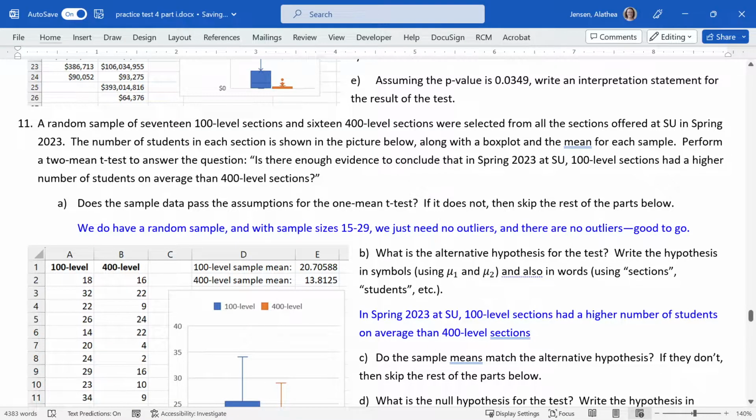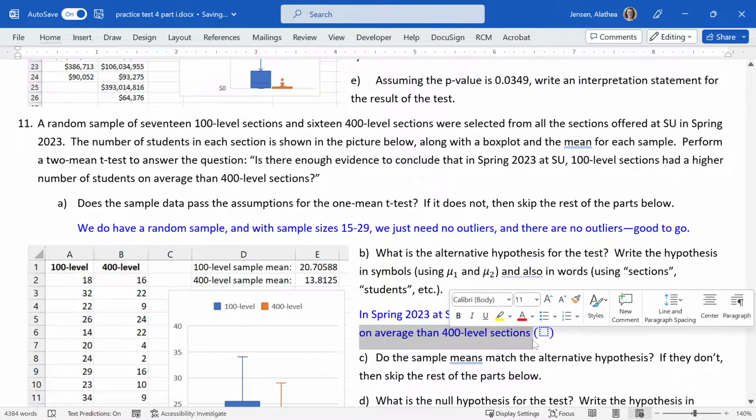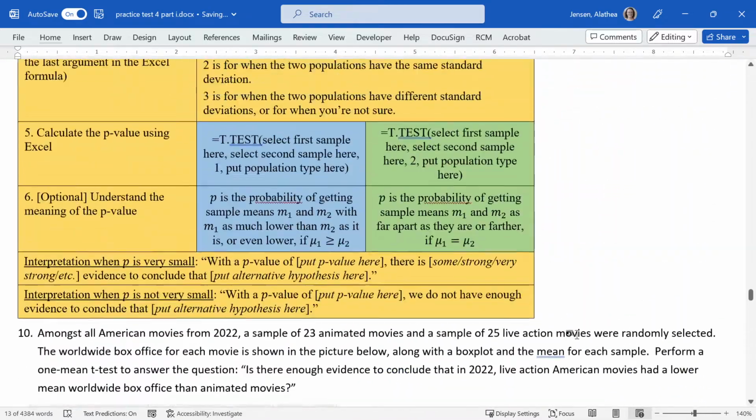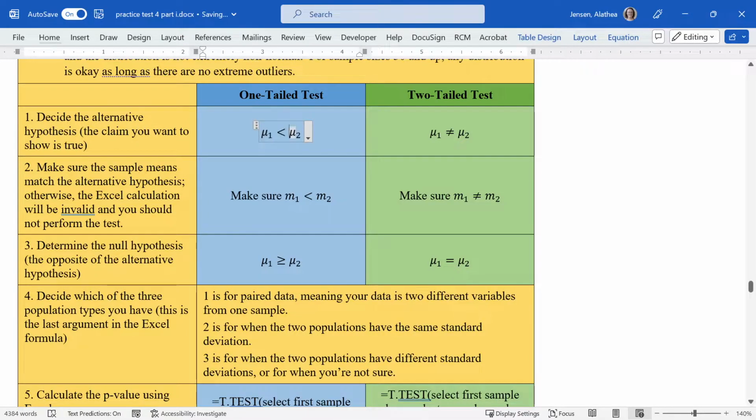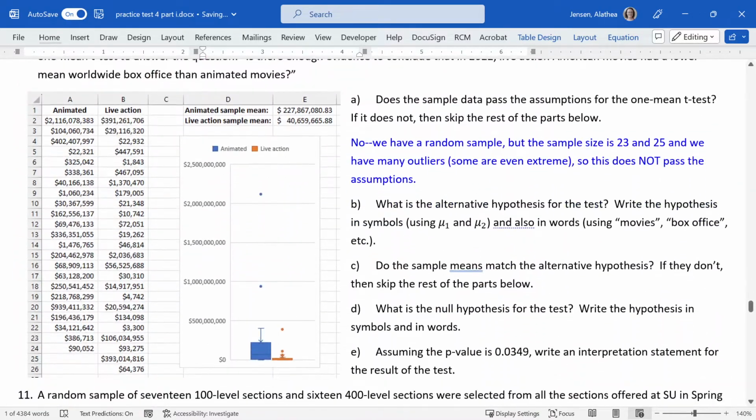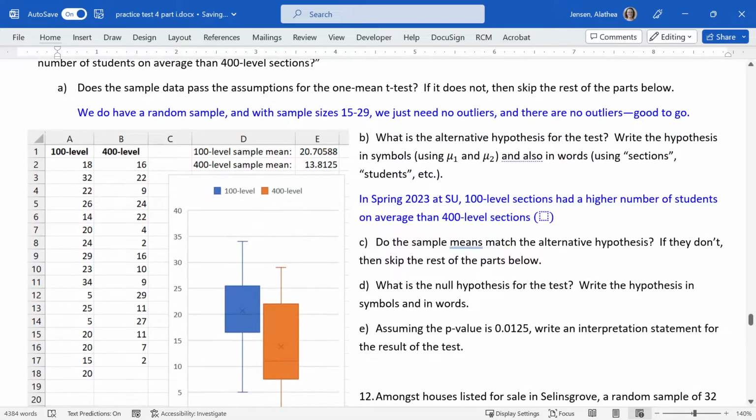So for my symbols, mu1 and mu2, because we have two different means. So the 100 level sections, number of students on average, and then the 400 level sections, number of students on average. That's my mu1 and my mu2. Now don't forget that in the table here, I only have it set up for you to say that one is lower than the other. So whichever one you think is higher, that's going to be your mu2, and whichever one you think is lower, that's going to be your mu1. So I'm going to always write it like this, mu1 less than mu2. It's okay if you turn it around. I just didn't put a column in the table for that, but if you can figure it out yourself, that's fine. I'm just going to stick with what I have in my table.